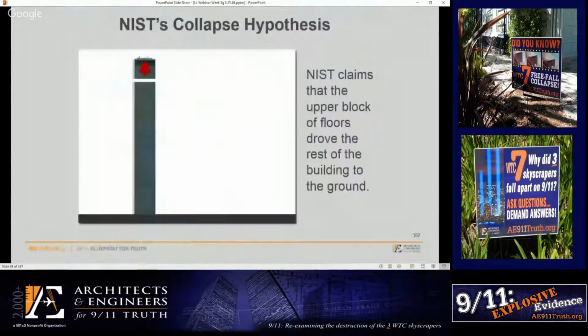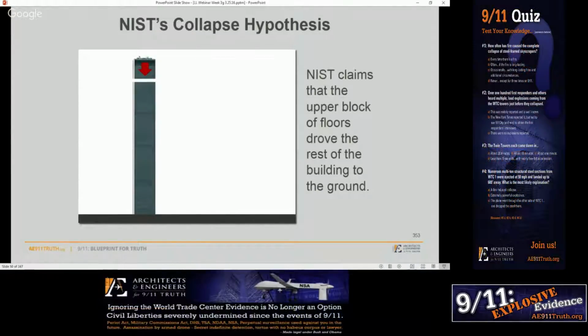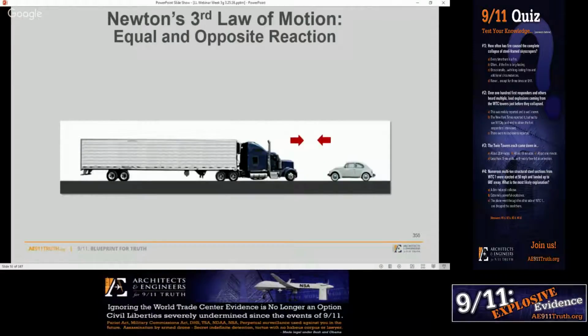From the top. Well, NIST says the upper part of this building, after the damage from the heat from the fire weakened the steel, drove the rest of the building down to the ground and then destroyed itself. We're going to take a look at the physics of this with Newton's third law of motion, where we have an equal and opposite reaction. When a lighter body collides with a heavier body, what happens? We all know. In this case, the Volkswagen cannot possibly do a lot of damage to this Mack truck.